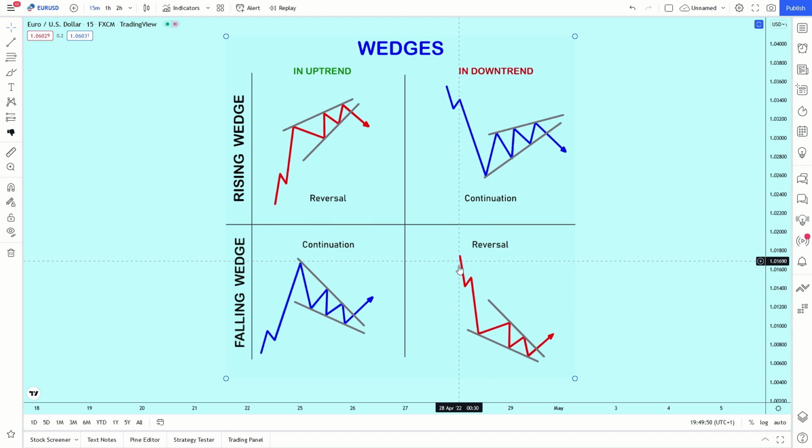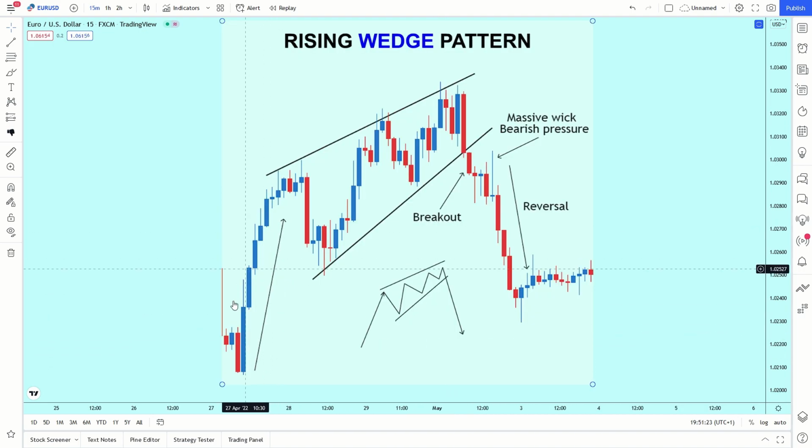But here, we expect price to break this upper trend line and go up and reverse because we had a downtrend here. We had the uptrend here, then this wedge pattern occurred and price broke this downtrend line and went down. Price reversed. We had uptrend here and here we have downtrend. That's why this is a reversal trend pattern.